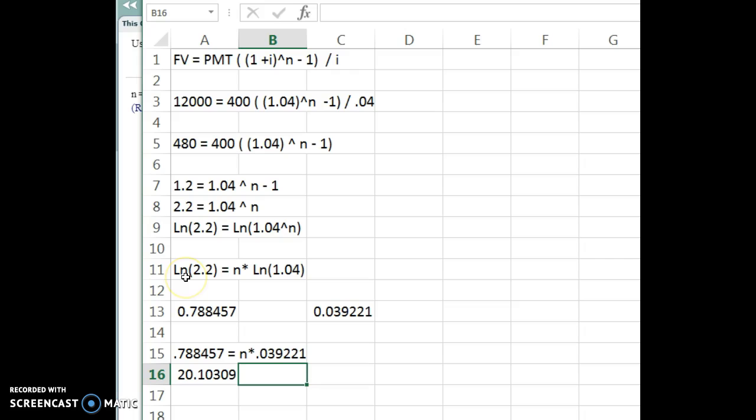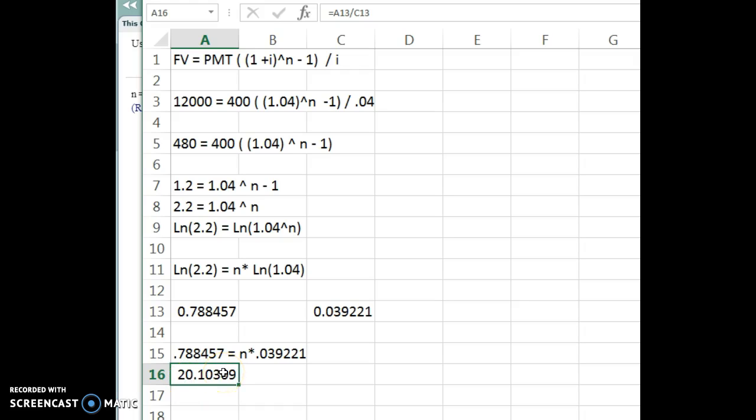And logarithms are just numbers, so I've calculated here in Excel the log of 2.2 and here's the log of 1.04. And so really this equation, you could rewrite it with those values. It looks like this. So finally divide both sides by this number here and n will be all by itself. And I actually used the cell references so I could get an exact value in Excel. I took this value, A13, and divided by C13.